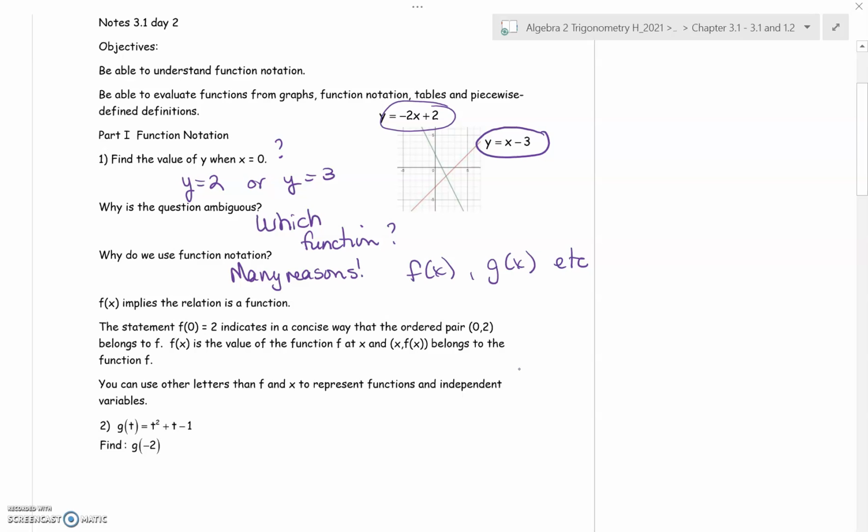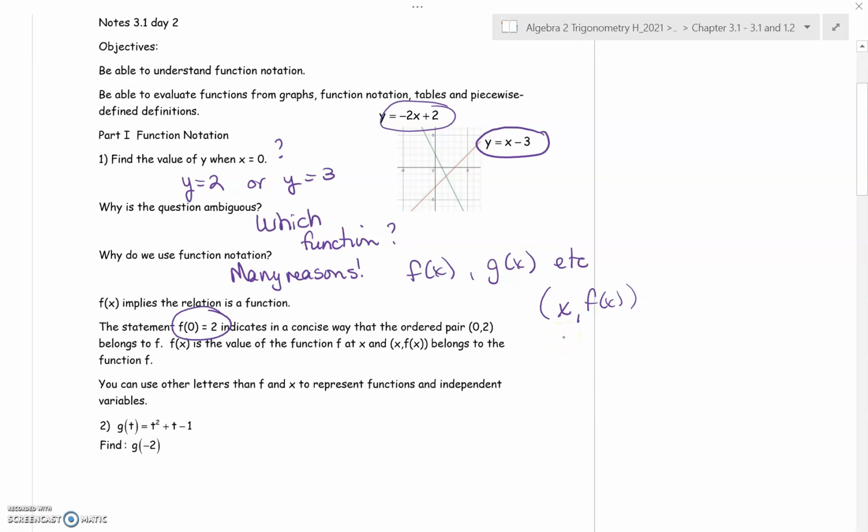So it says, f of x implies the relations of function. We've been talking a lot about functions and the vertical line test. For every x, there's a unique y. So if I say f of 0 equals 2, that indicates in a very concise way that the ordered pair (0, 2) belongs to the function f. So f of x is the value of the function f at x, and (x, f of x) belongs to the function f. In other words, we have our x and our f of x, and that implies x, y values where the ordered pair is on the function f.